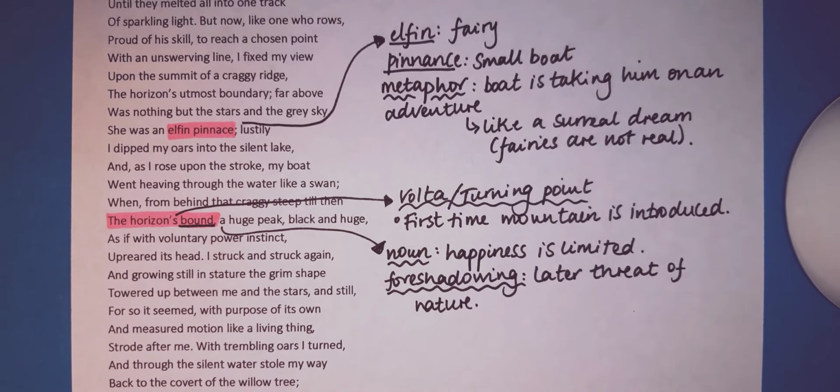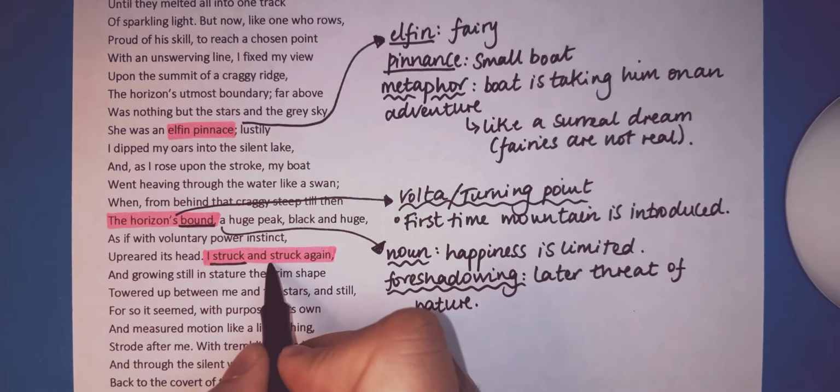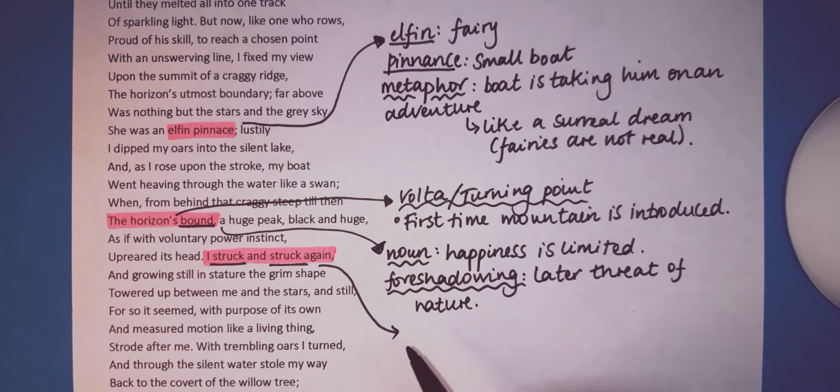Now the next quote that we're going to pick is right here. So it says, "I struck and struck again." Now we notice there's repetition here, and it could highlight the panic and the fear of the man, and it emphasizes the power of nature. The nature is beautiful and it's powerful. So you can also link this to Wordsworth being a romantic poet. So he believes that the power of nature is more powerful than the power of man.